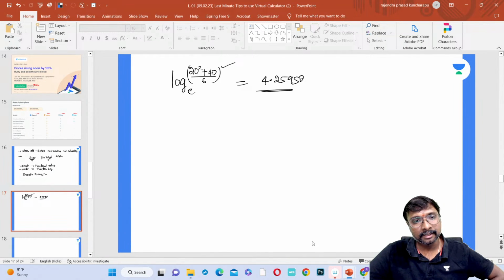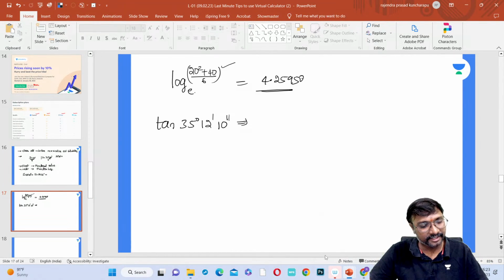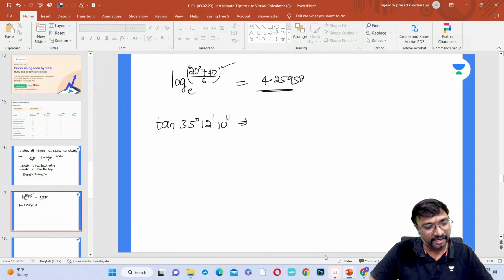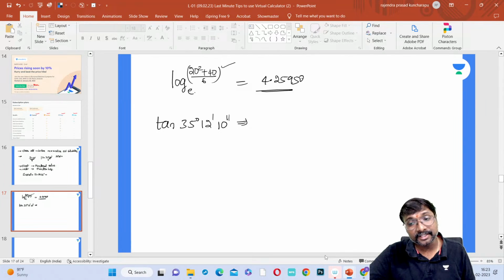So just tell me one example you want to convert. Okay, some tan 35 degrees 12 minutes and 10 seconds, right? We have to calculate this kind of example. Shall we see how to calculate this kind of example, everyone?